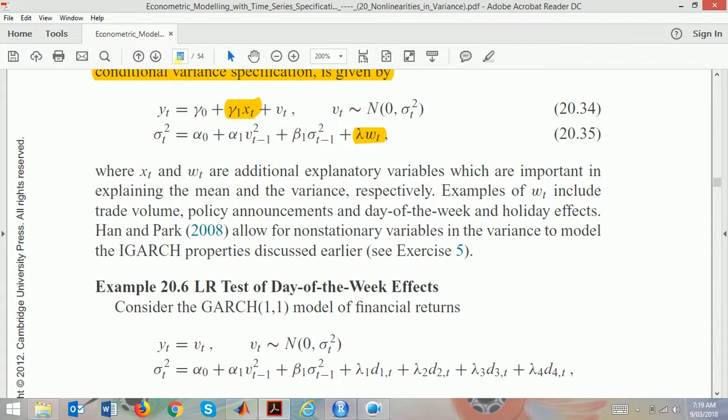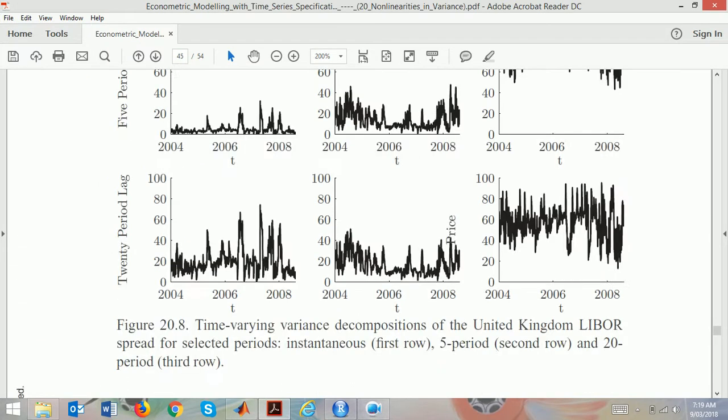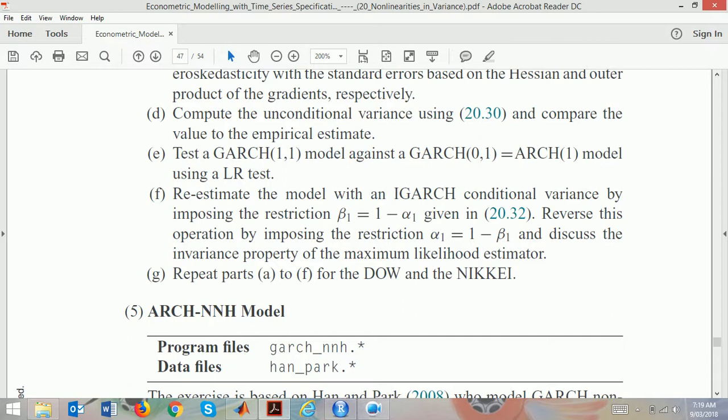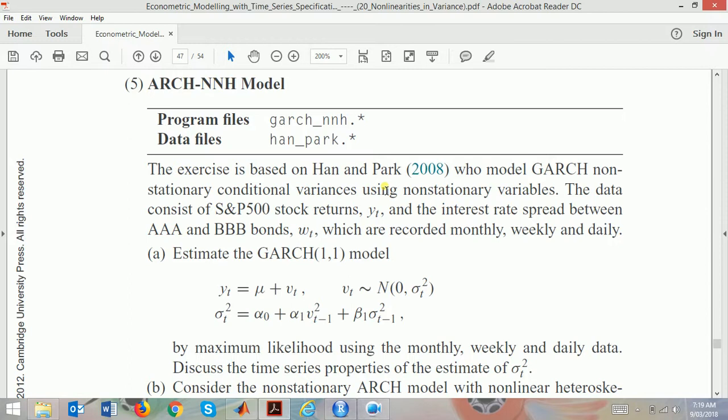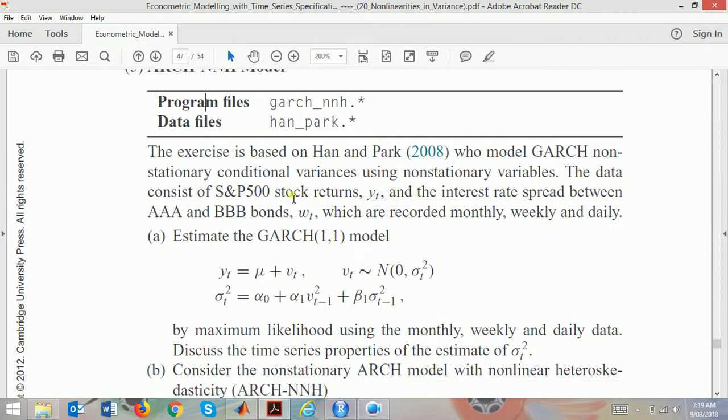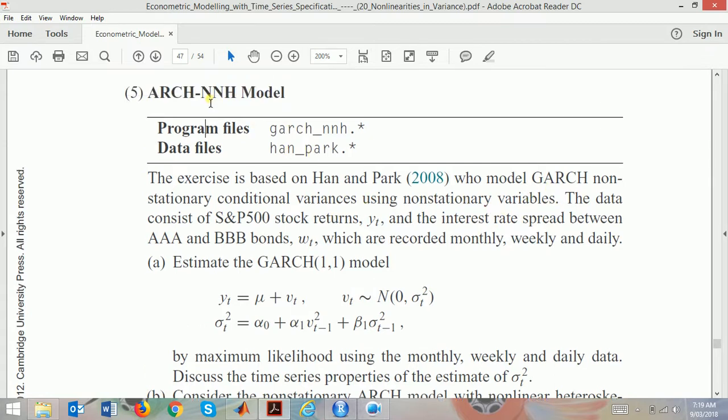So we're going to have non-stationary variables and see how the GARCH property is changing, which we have talked about up to 5 R's and an H. The exercise is based on Han and Park, who modeled the GARCH non-stationary conditional variance using non-stationary variables. So non-stationary conditional variance is being modeled. The data consists of S&P 500 stock returns, Yt, and the interest rate spread between these bonds.